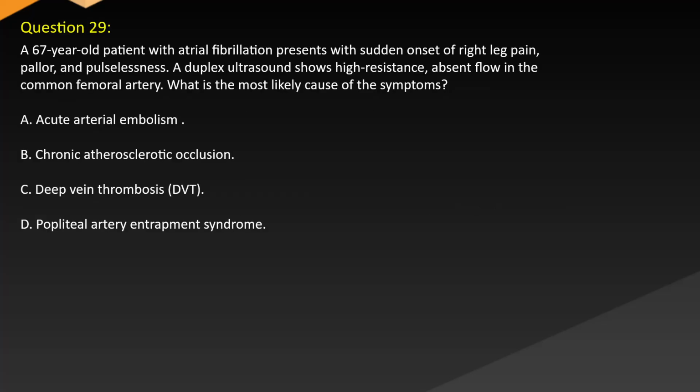Question 29. A 67-year-old patient with atrial fibrillation presents with sudden onset of right leg pain, pallor, and pulselessness. A duplex ultrasound shows high resistance, absent flow in the common femoral artery. What is the most likely cause of the symptoms? A. Acute arterial embolism. B. Chronic atherosclerotic occlusion. C. Deep vein thrombosis, DVT. D. Popliteal artery entrapment syndrome.